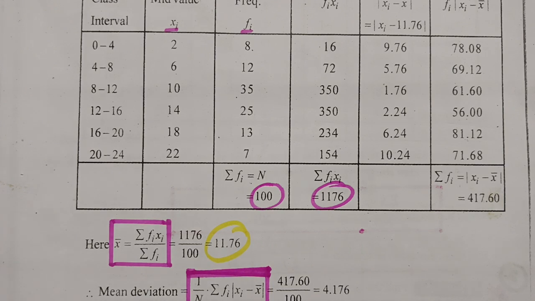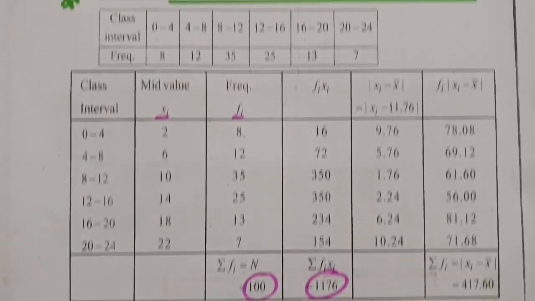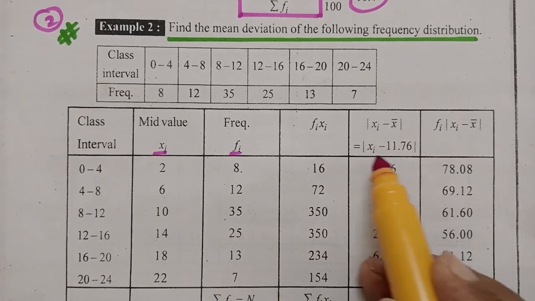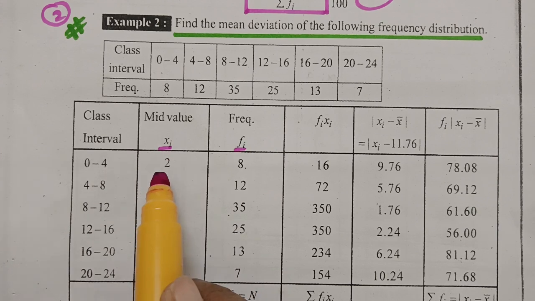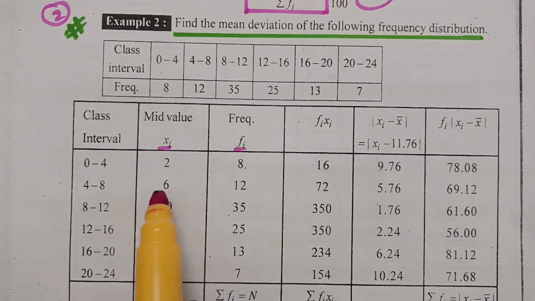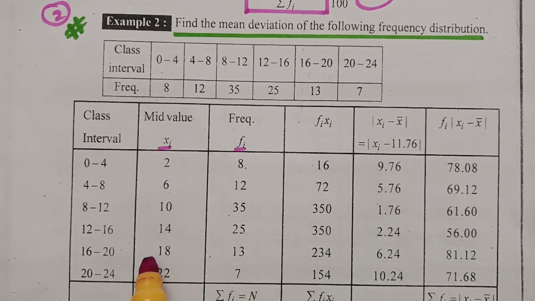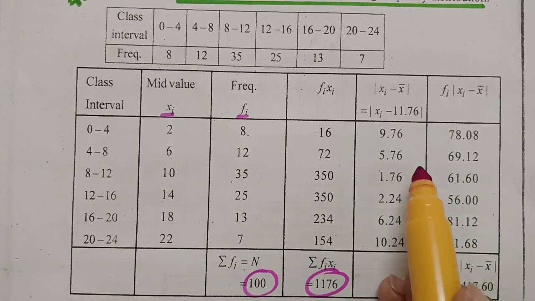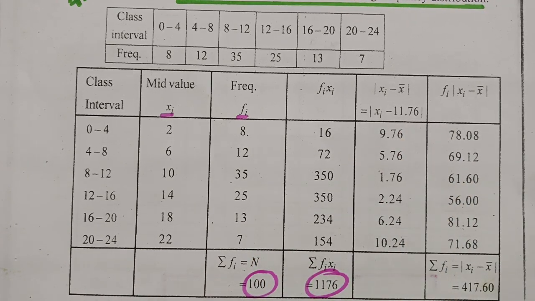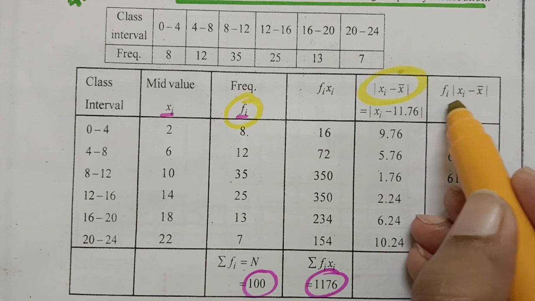Now we have to find the mean deviation. For finding the mean deviation, see here, the x bar value is 11.76. Now I am going to subtract x minus 11.76 in one column. What is the x value here? 2 minus 11.76, modulus, is nothing but 9.76. 6 minus 11.76 is this one, 10 minus 11.76, 14 minus 11.76, 18 minus 11.76 and 22 minus 11.76. These are all the values. Now we have to multiply this one, fi into modulus of x minus x bar, in this column.